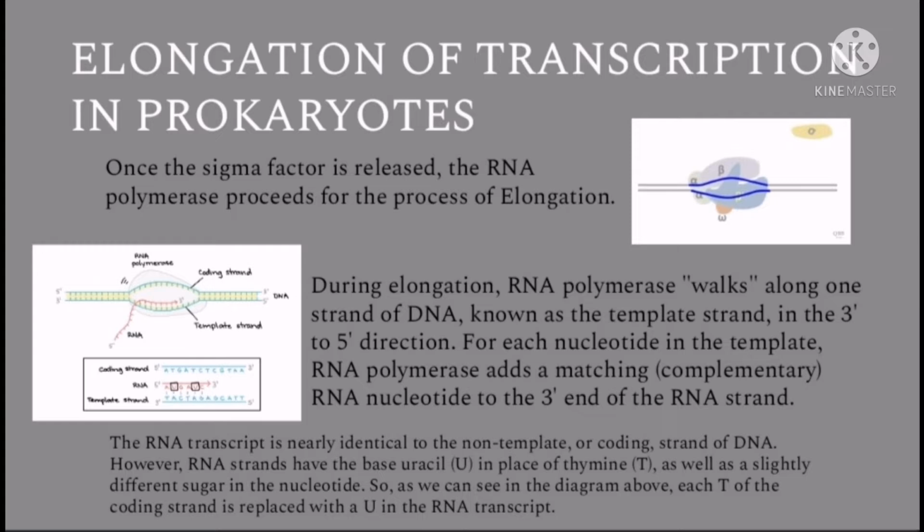So once the sigma factor is released, the RNA polymerase proceeds to the process of elongation. During this process, RNA polymerase walks along one strand of DNA, known as the template strand, in the 3' to 5' direction. The RNA synthesis is like DNA replication, that is, always from 5' to 3' direction. So the RNA polymerase also always moves from 5' to 3' direction.